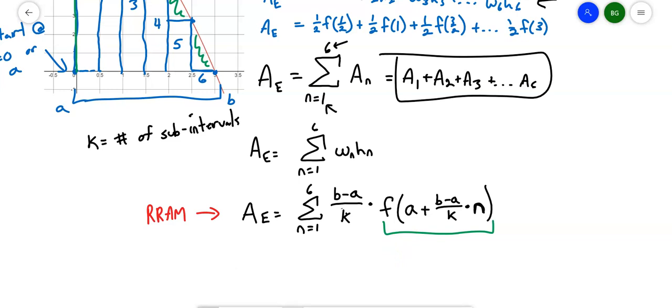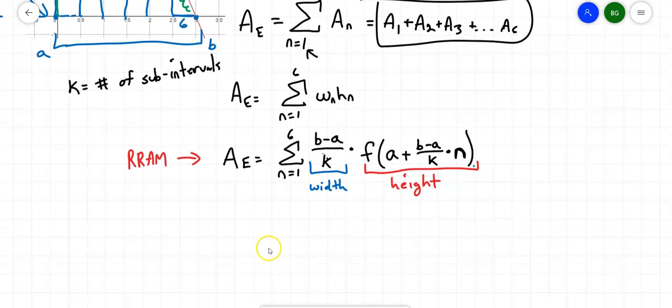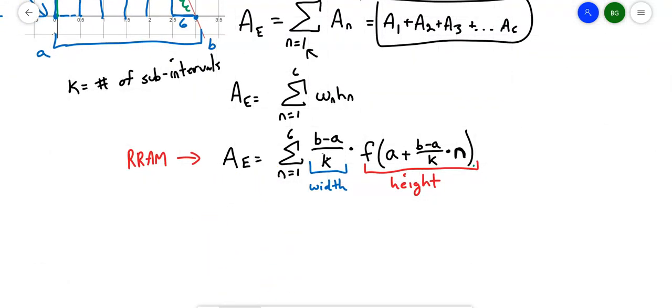And I know this looks crazy complicated. And it kind of is, especially the first time you see it, it definitely is. But just keep in mind, this right here just represents the width of each rectangle, and this right here just represents the height. We're still just finding width times height. We're just representing it in the most general sense for a right-hand approximation. And now let's go ahead and apply it to this specific example.